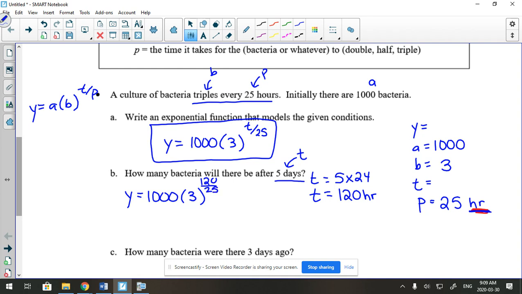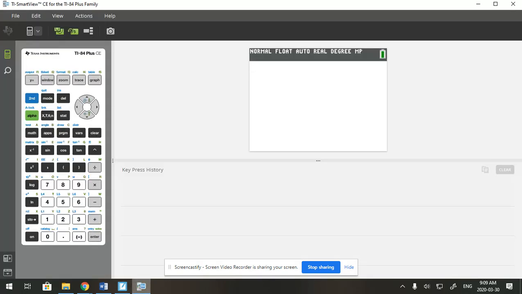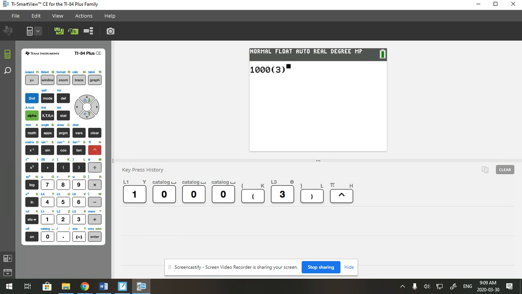Now you have to put it in your calculator. I'm going to bring up the calculator to show you how you can type it in, just so you don't have any mistakes. So we want to type that in to figure out our answer. You can basically type it straight in. You have 1,000 times 3 to the exponent 120 over 25.